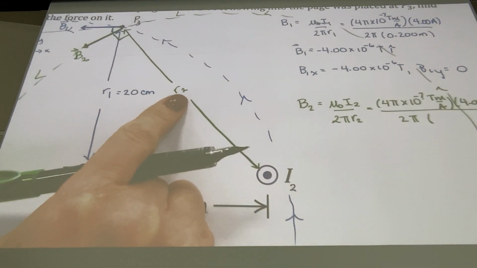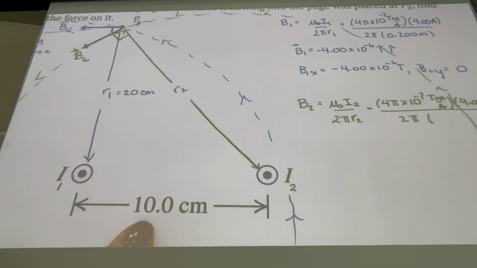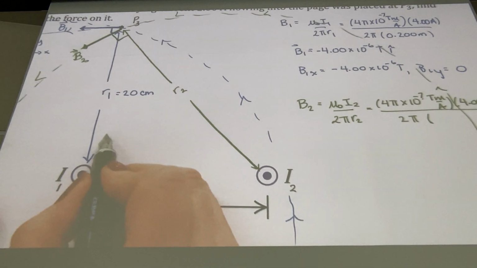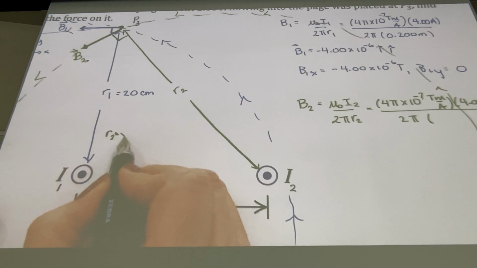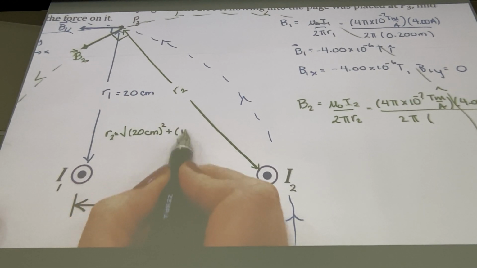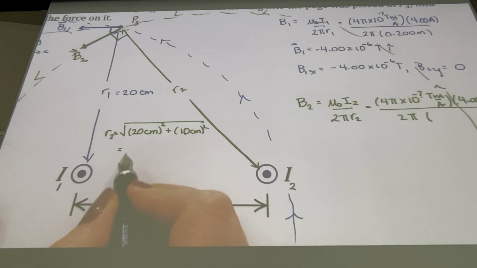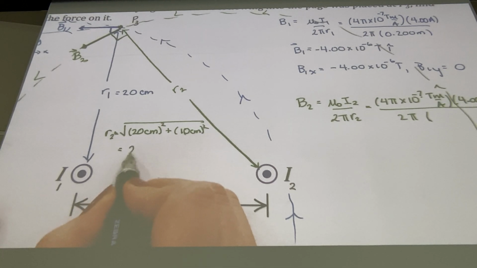We see that that's the hypotenuse of a right angle triangle. The legs are 20 centimeters and 10 centimeters. We can use our Pythagorean theorem to find R2. So R2 equals the square root of 20 centimeters squared plus 10 centimeters squared. Put that through the calculator. We find R2 is 22.361 centimeters.